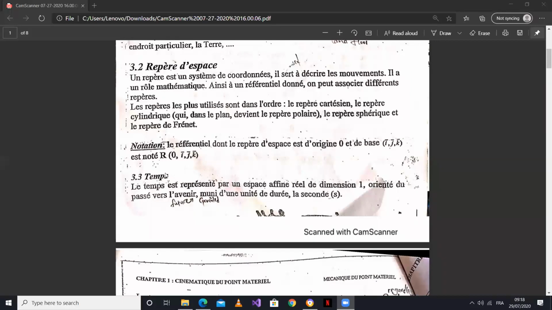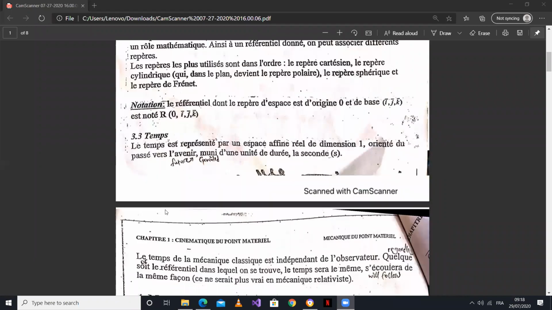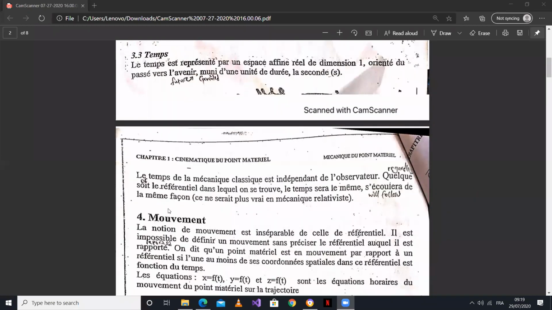Then we come to temps. Le temps est représenté par un espace affine réel de dimension 1, orienté du passé vers l'avenir, muni d'une unité de durée, la seconde. This is just fancy French, but it's still the same notion of time that we know. Time in seconds, you start counting from 1 second to 60 seconds, you get a minute. 1 minute to 60 minutes, you get an hour. Just that time there. C'est la notion du temps. And when we'll be looking at time, it's still going to be the same time that you are used to.